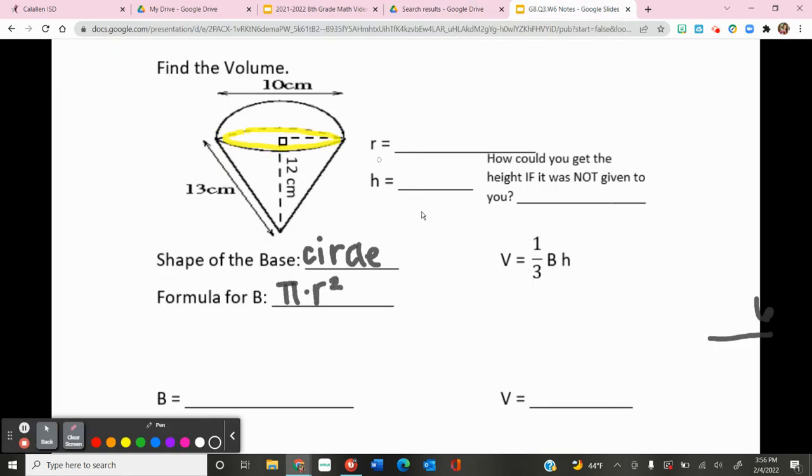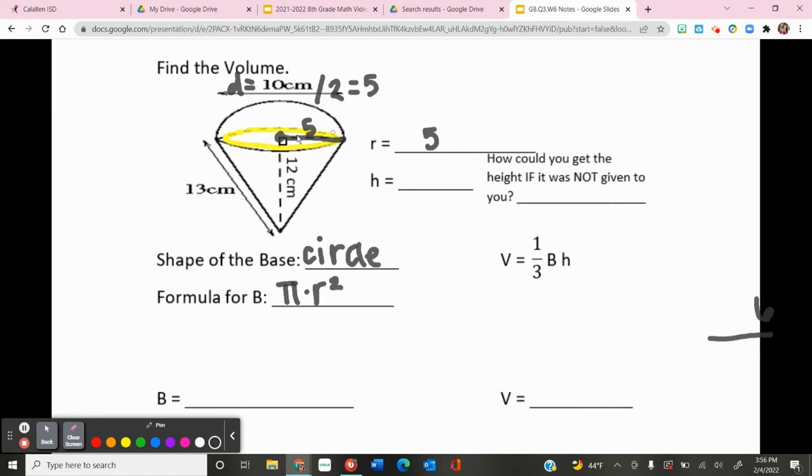Now I need to list my dimensions. I need to find out what the radius of my cone is. Here my radius should only go halfway across my base. This line goes all the way across, so this is actually my diameter. My diameter equals 10, and to find my radius, I'm going to divide this by 2, which equals 5. So here my radius equals 5.